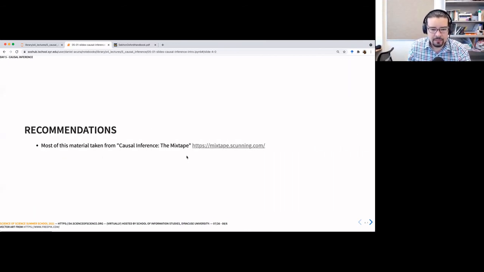So these slides are mostly based on this book. This book is freely available. I think the author is an economist, so he takes more of the potential outcomes approach and a lot of the statistical methods, but he also mentions DAGs, directed acyclical graphs, in his book, and he has code in R and Python too.